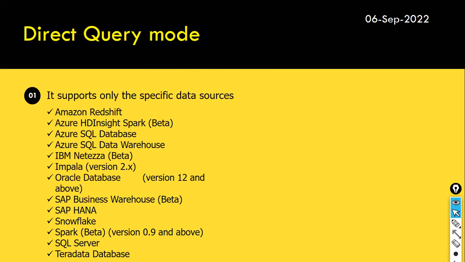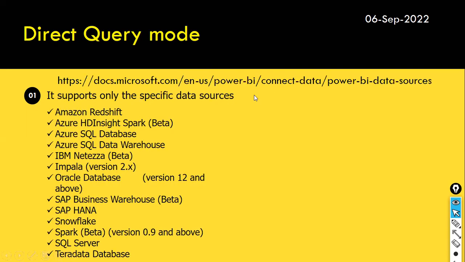If you want to take a look at the other source systems, the RDBMS or applications that are supported by Microsoft in direct connect mode, we can go to this web URL and you can take a look at it. Now the next question is, when can I go for direct query? When can I go for import?